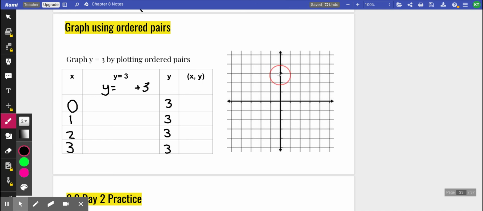So 0, 3, 1, 3. Doesn't matter what I plug in for x. I'm just going to have this horizontal line right here at 3.